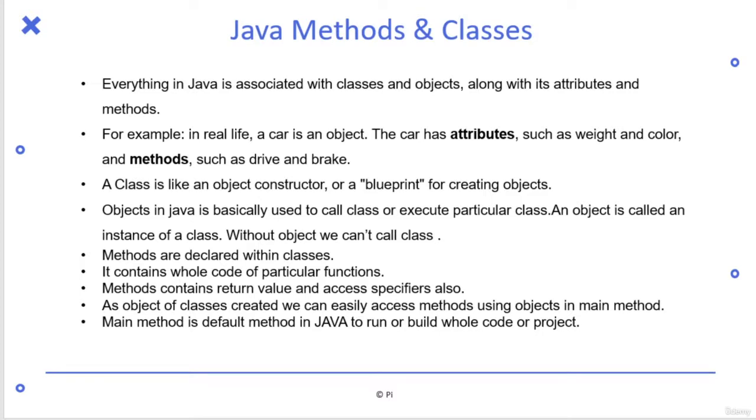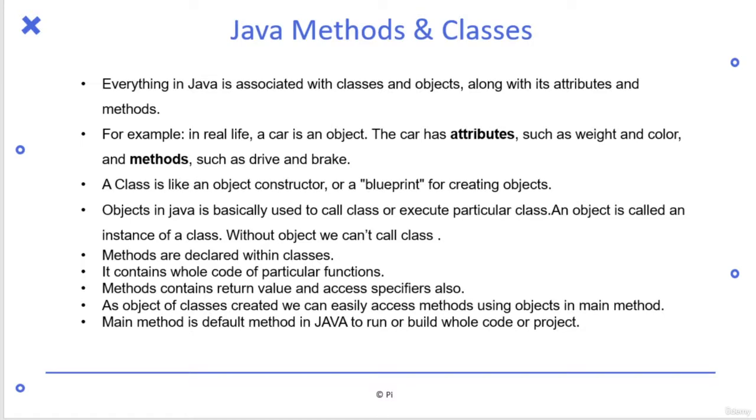So car is the object, but we can create one class as a vehicle. Similarly, we can put motorbike in that vehicle also as another object, car is an object, truck is another object. So a class is basically the object constructor. An object is basically used to call the class or execute a particular class. An object is called an instance of a class. Without an object, we cannot call classes, except in a similar class or a class's subclasses, or if the class is inherited. So without the inheritance concept, we cannot use classes without objects.